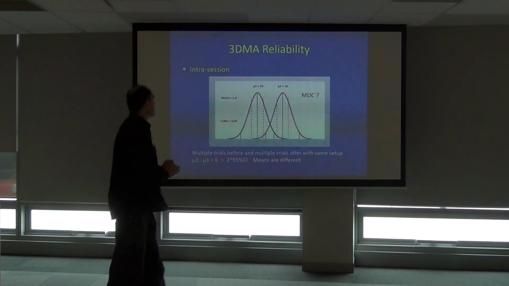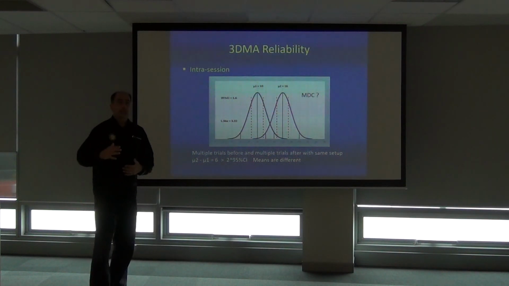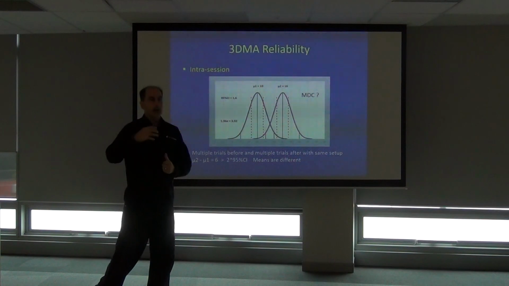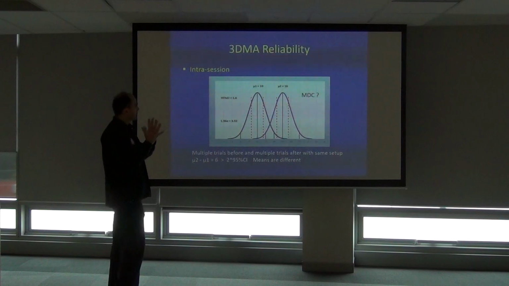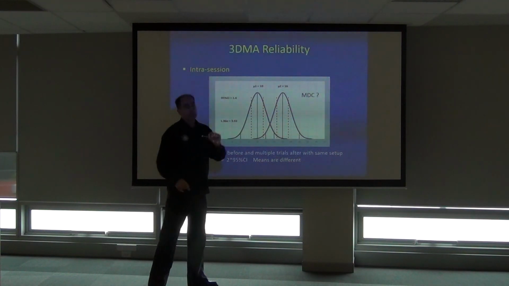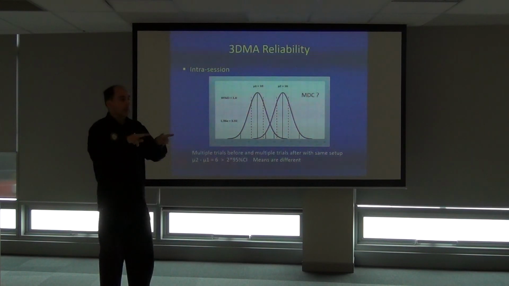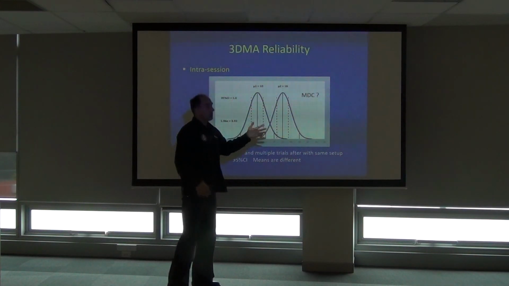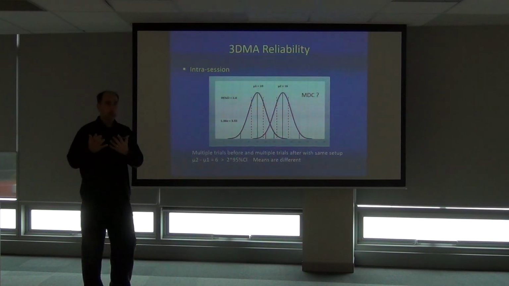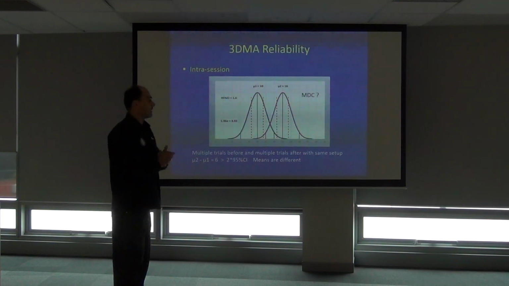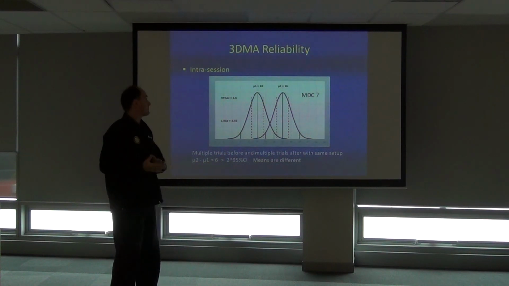Okay, so intrasession. An easy way to tell whether the data you've got out are the same or different is just to look at the 95% confidence interval. If they're separated and don't overlap, you say they're different. If they overlap, you can say they're the same. So it's a simple yes, no, same, different. 95% confidence interval, do they overlap or don't they?